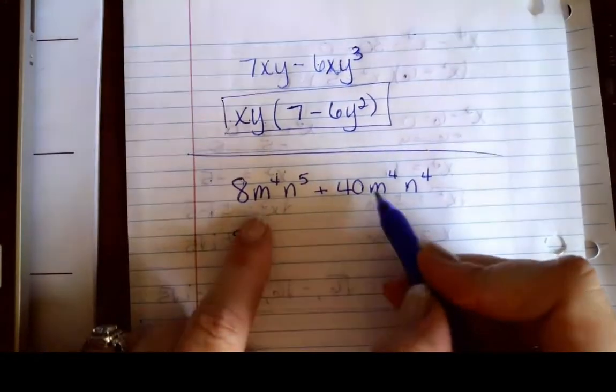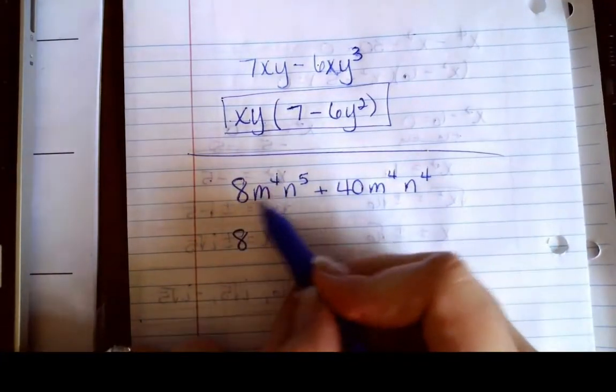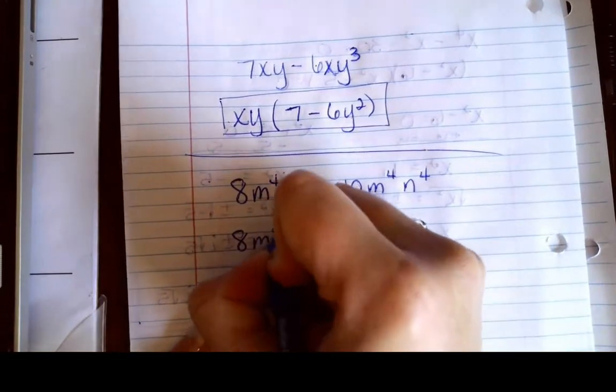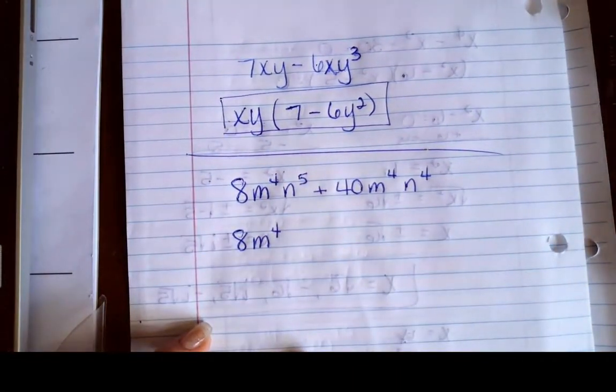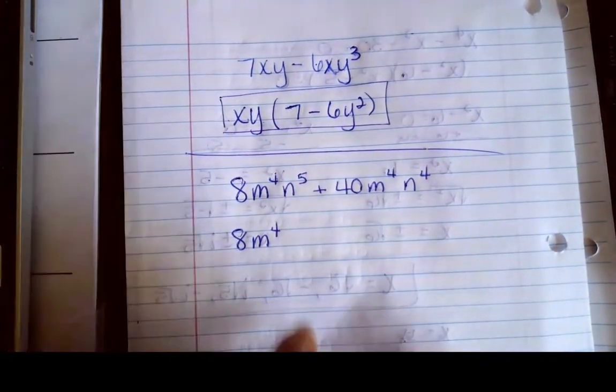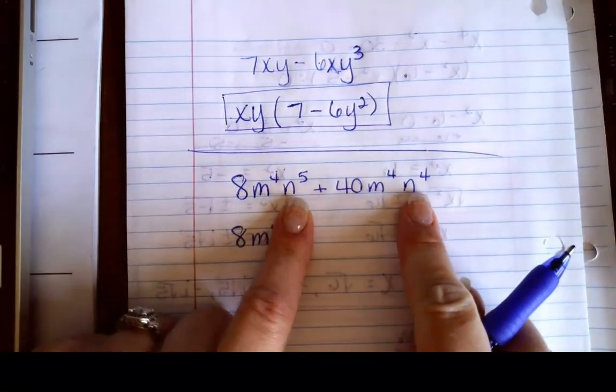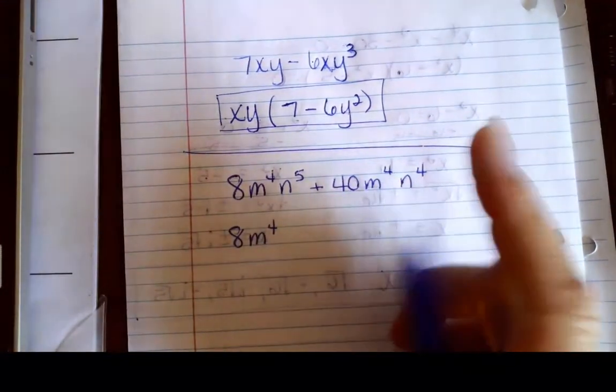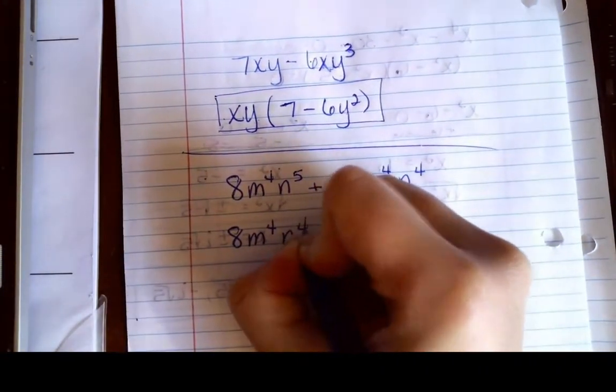Excuse me. How many m's can I pull out? Well, he's got 4 m's being multiplied. He's got 4 m's multiplied. So I can pull out 4 m's that are being multiplied. How many n's? He's got 5. He's got 4. So the most I can pull out of both is 4.